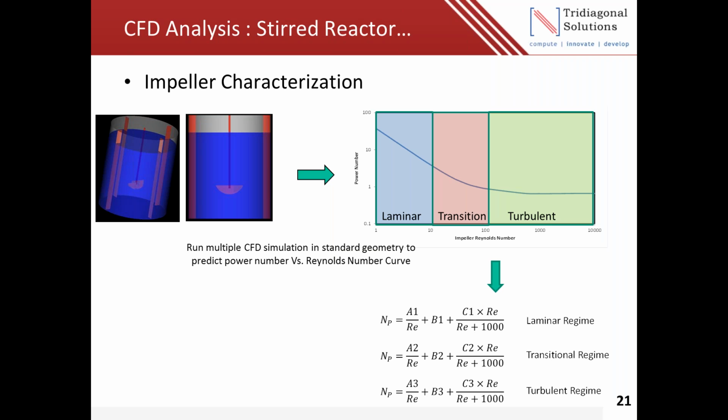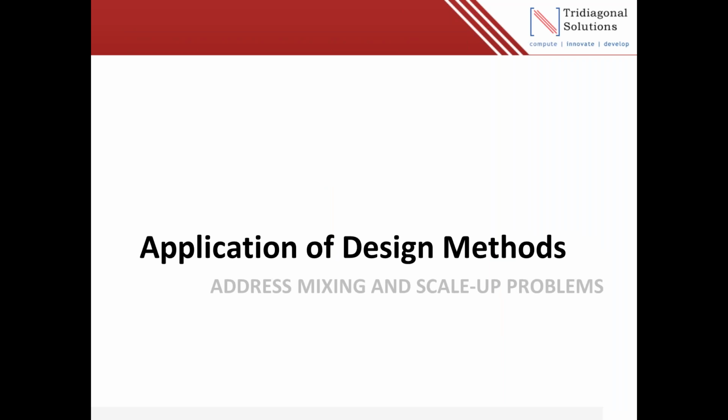You can use various different forms of equation so that you can use these equations along with your correlations to estimate your mixing parameters. So if you look at all the correlations which we have discussed, estimation of power number and flow number is a critical parameter. So we can run a bunch of CFD simulations and characterize our impeller to get the estimation of power number and flow number, and then use that in our correlations to estimate various mixing parameters.